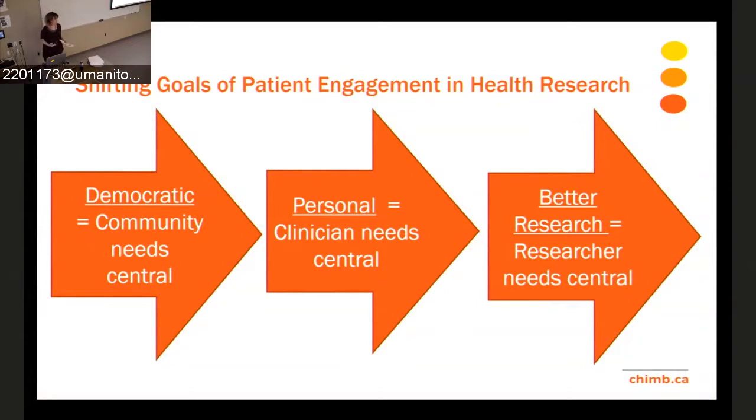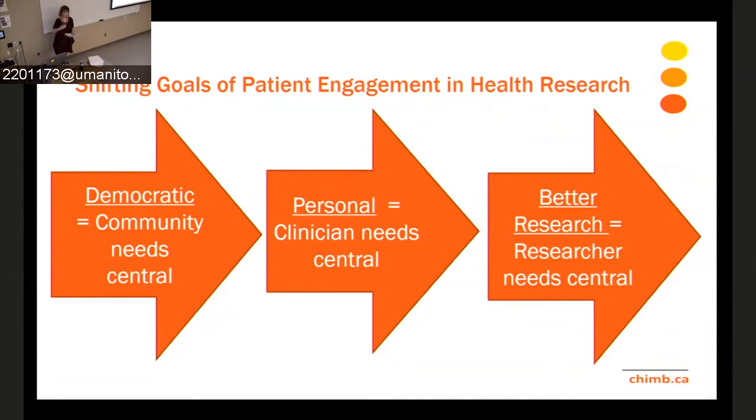Where the ultimate goal of public involvement in health became about enhancing research. So the involvement of patients in health research improves the quality, the transparency, the relevance, the accountability of research. But in this shift in thought and conceptualization, we moved it to a top-down approach that centers on the primacy of researchers' needs versus community needs.